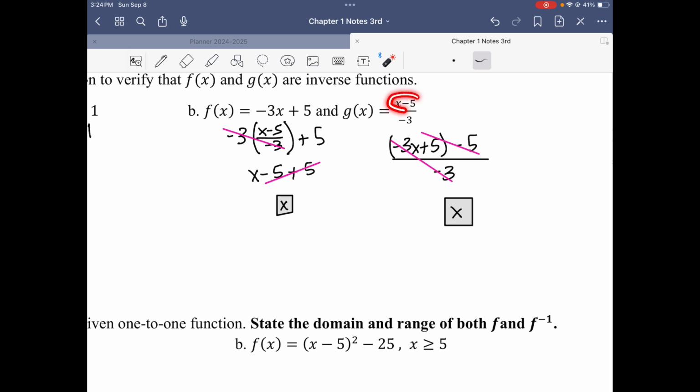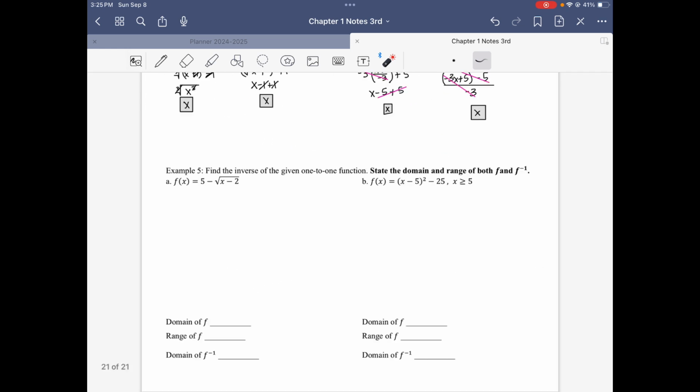Notice that we subtract 5 to undo that one. We divide by -3 because this one was multiplying by -3. So we have to do those inverse operations in the order we would do them. If we were to solve for x here, we would first subtract by 5, then we would divide by -3. That is the inverse.